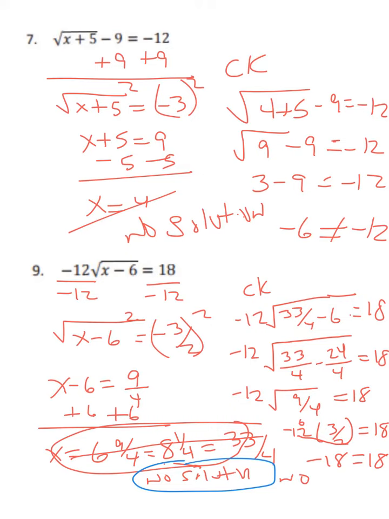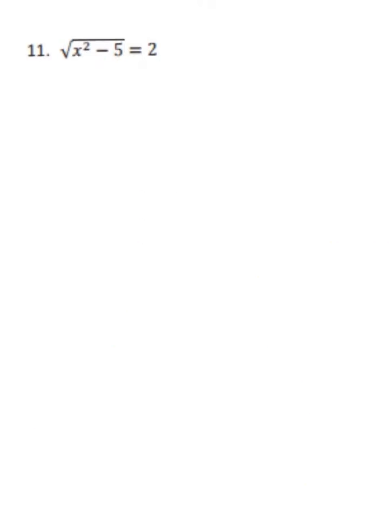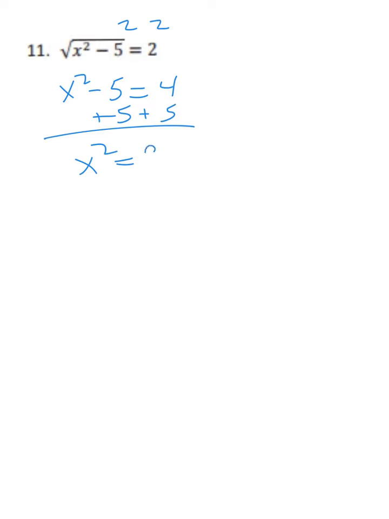All right. I think we got one more to go. All right, last one. We're going to turn around here right away. Nothing to move on either side, so just go ahead and square away. So I get x squared minus 5 equals 4. Add the 5 to both sides. X squared is equal to 9.